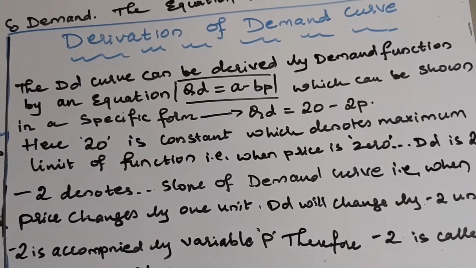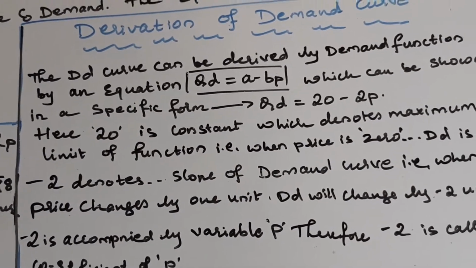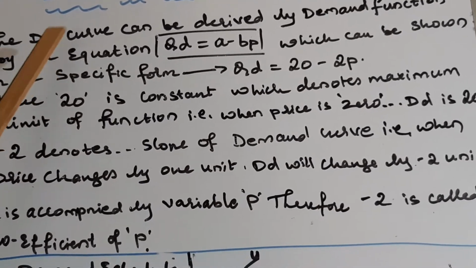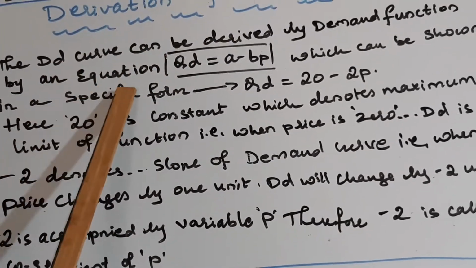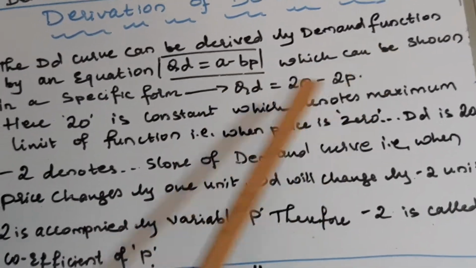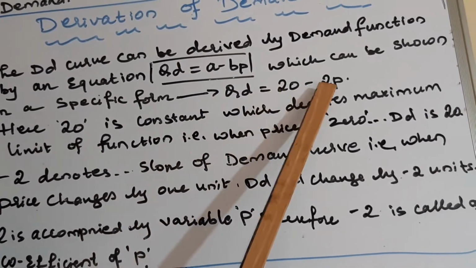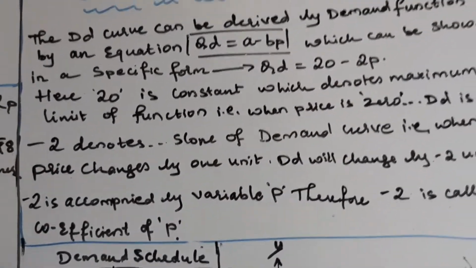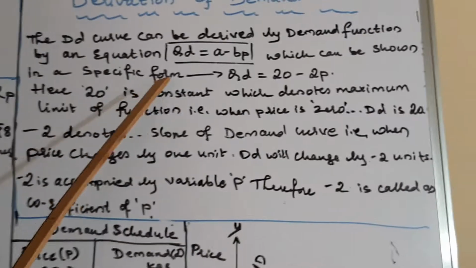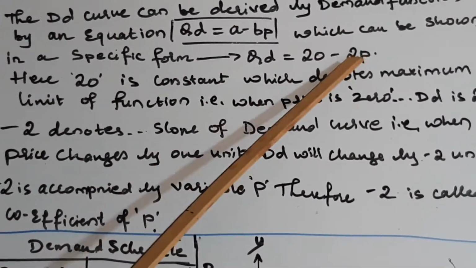What demand function did you take in the last example? You took the demand function as D = f(p). Here we can express the demand function by an equation, that is Qd = a - bp, which can be shown in a specific form, that is Qd = 20 - 2p. Just for simplification, we have taken Qd = a - bp in the form of Qd = 20 - 2p.